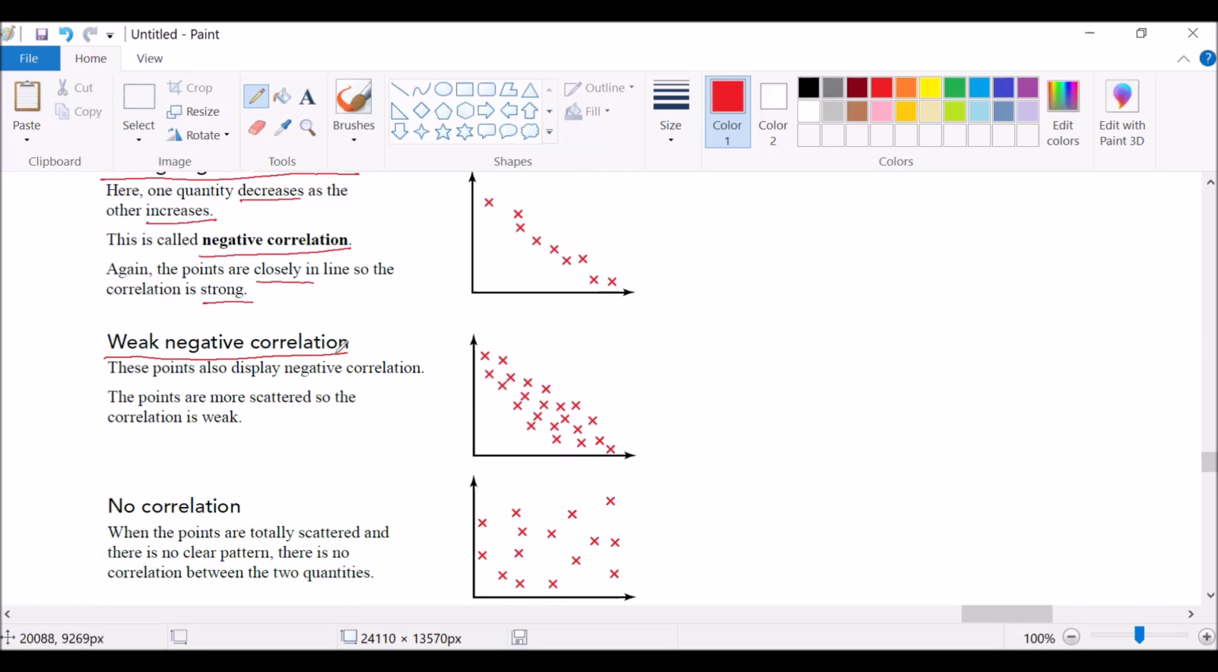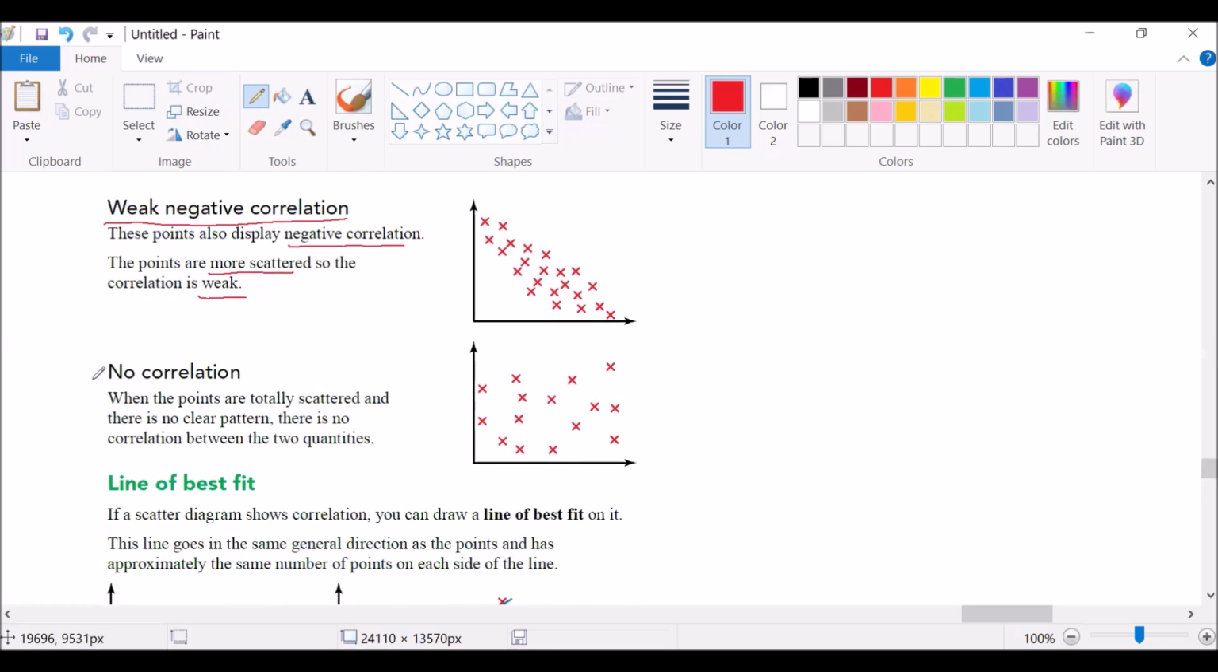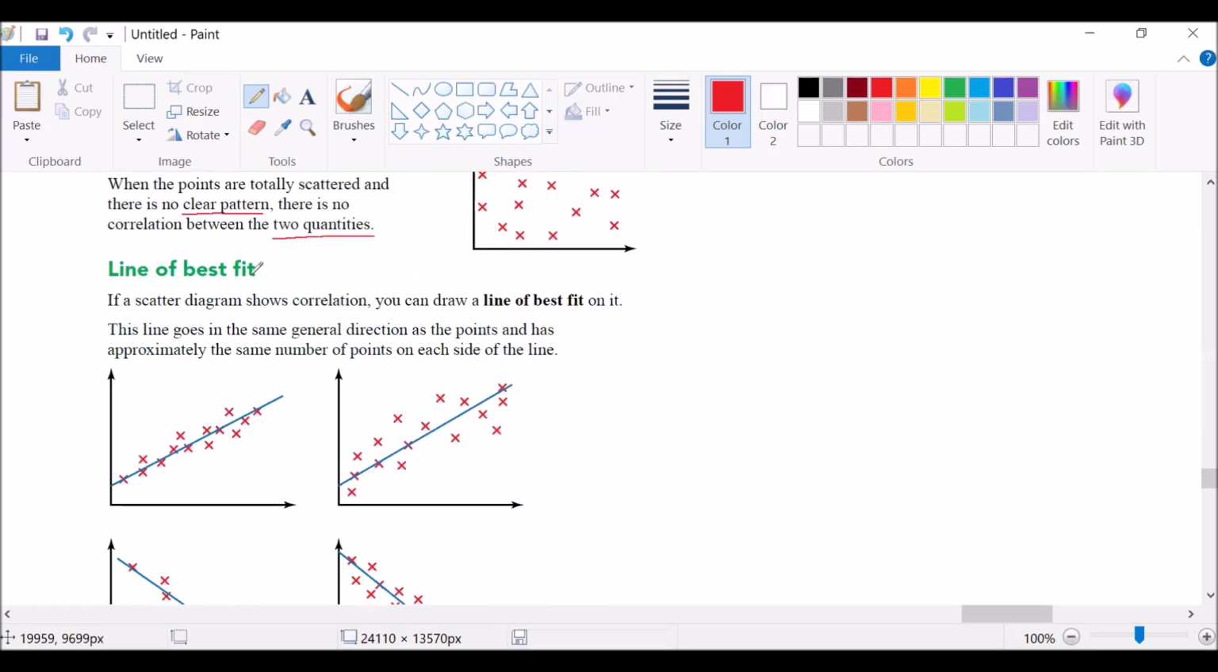Weak negative correlation. These points also display a negative correlation, but the points are more scattered, so the correlation is weak. No correlation. When the points are totally scattered and there is no clear pattern, there is no correlation between the two quantities.